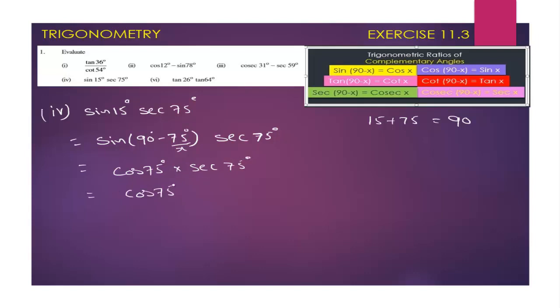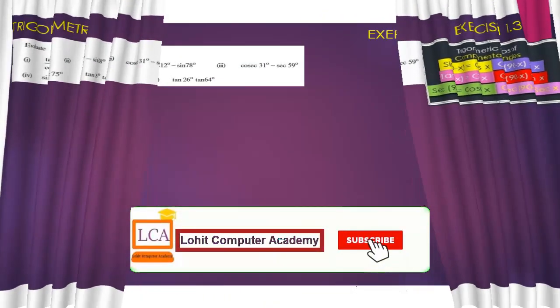Here secant 75 is the multiplicative inverse of cos 75, so we can write secant 75 as 1 by cos 75. In the numerator it is cos 75 and in the denominator it is cos 75, so both get cancelled. It remains 1. Therefore sine 15 into secant 75 equals 1. Next, come to the fifth problem.